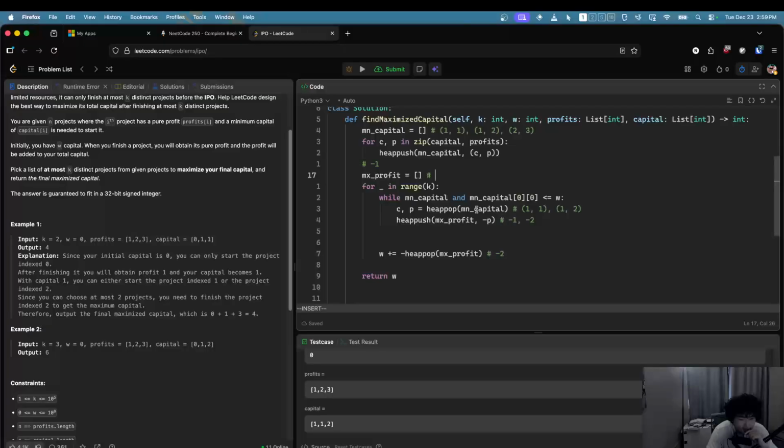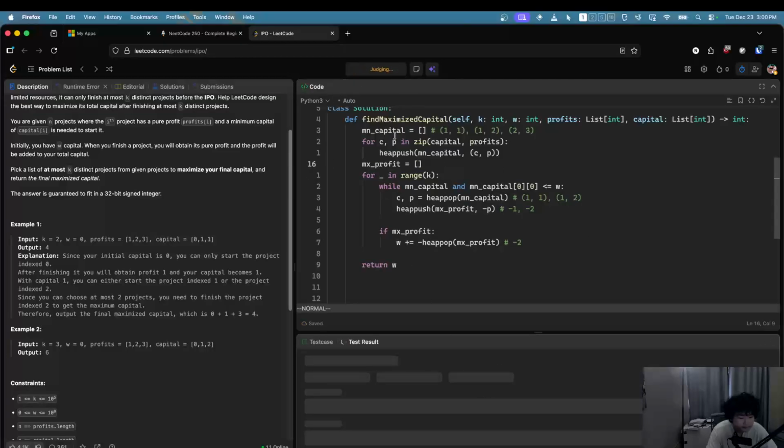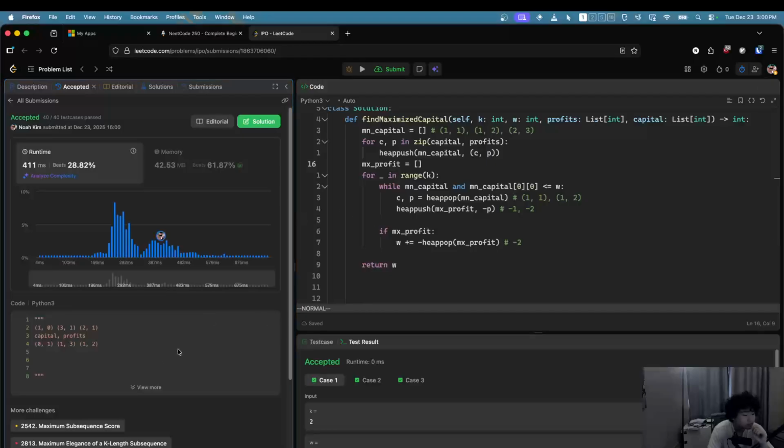Okay, so we pop the capital. Okay, let me just do this. If max profit, let's do this. If there's profit to add, then yeah. I don't know why I'm getting an index error. It doesn't make much sense. So we'll do that. Okay, that fixed it. Right? There you go. Nice.